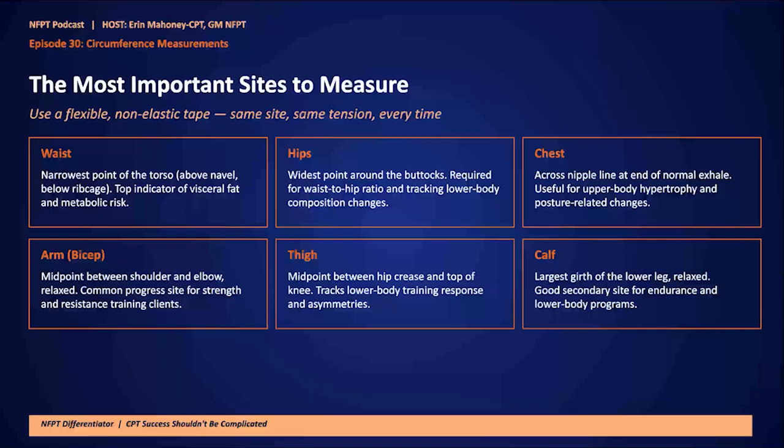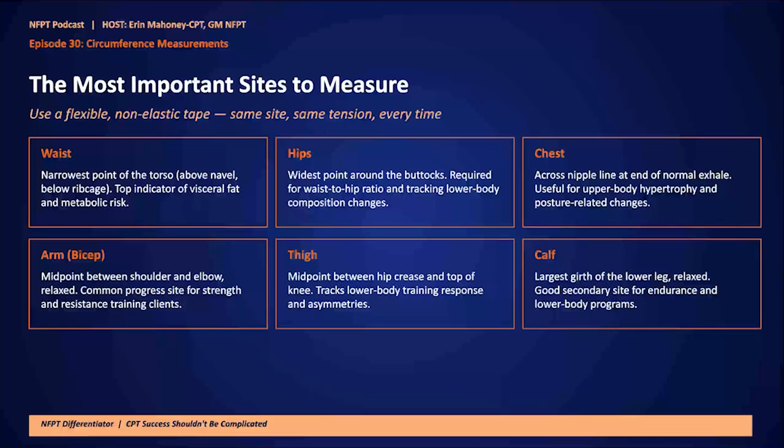Next up, we have the arm, the upper arm. So this is going to be measured at the midpoint between the shoulder and the elbow. Then you've got the thigh. For the thigh, you're also going to be measuring this at a midpoint. It's between the hip crease and the top of the knee.